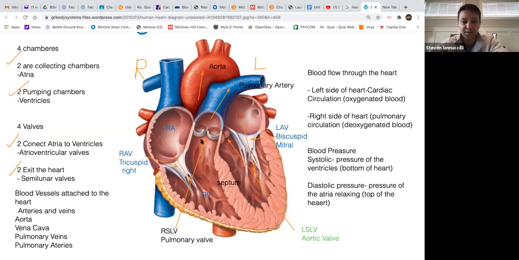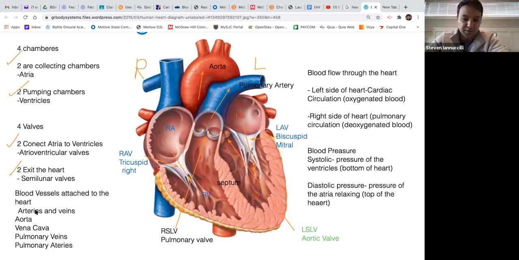That's the anatomy of the heart. So now what we want to do is talk about the anatomy of these blood vessels that surround the heart. And we talked about some of them already, so it shouldn't be too difficult. Okay. So first thing we have to do is talk about arteries and veins. And there's a difference between arteries and veins.